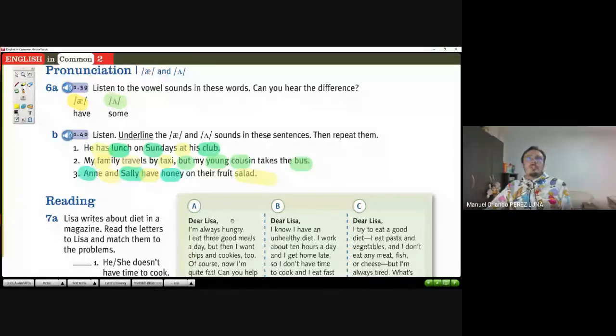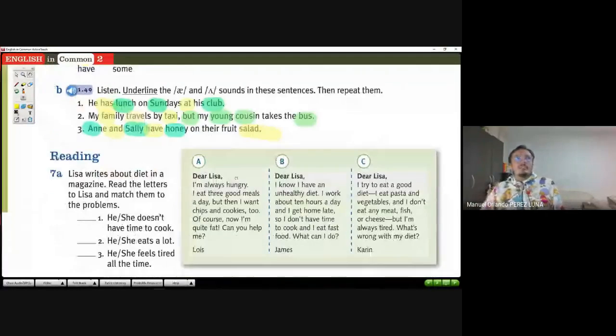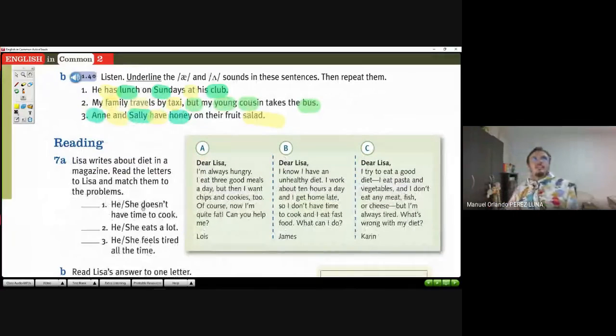Now let's go to the reading. It says there, it is pretty easy. It says the reading. Lisa writes about a diet in a magazine. Read the letters to Lisa and match them to the problems. Okay, so we got there some problems and we got there the task. So we got there A, B, and C, which is A, which is B, and which is C, according to this. So who wants to read the letter A, the problem A?